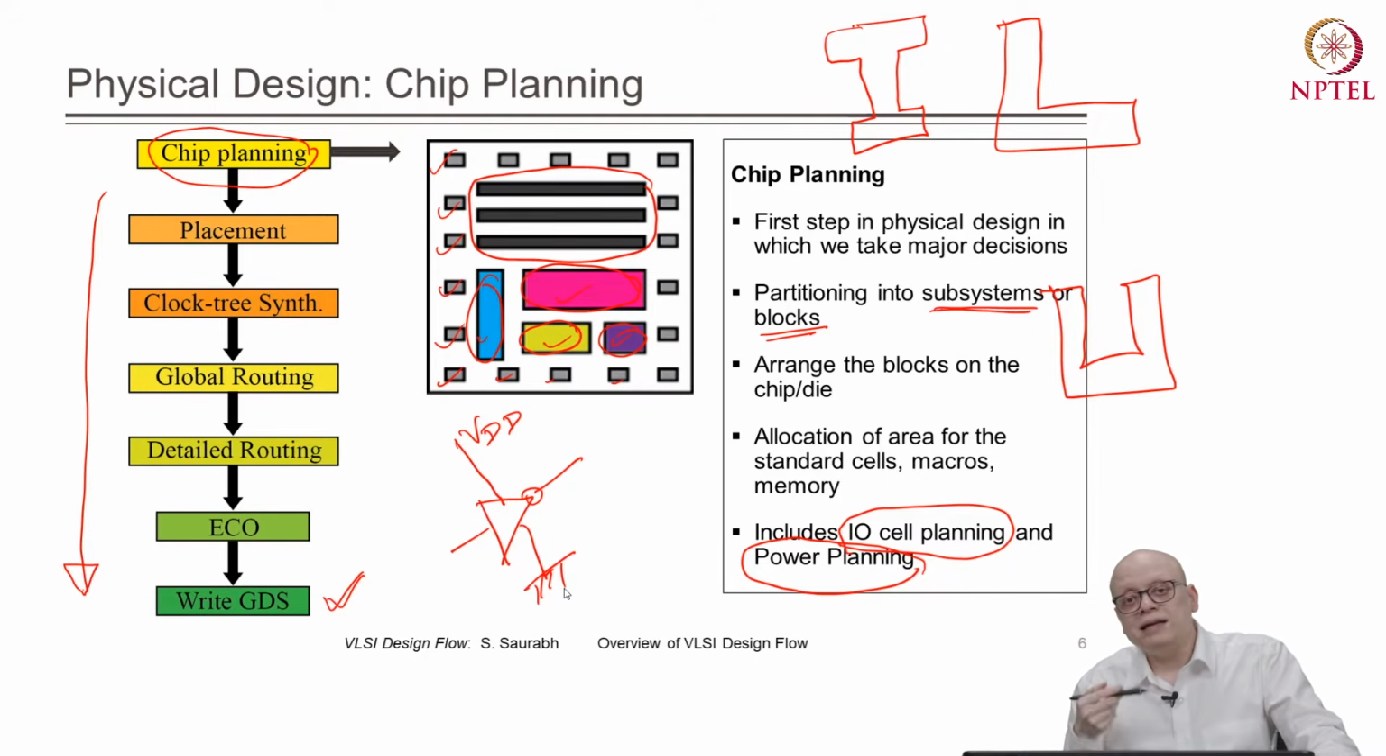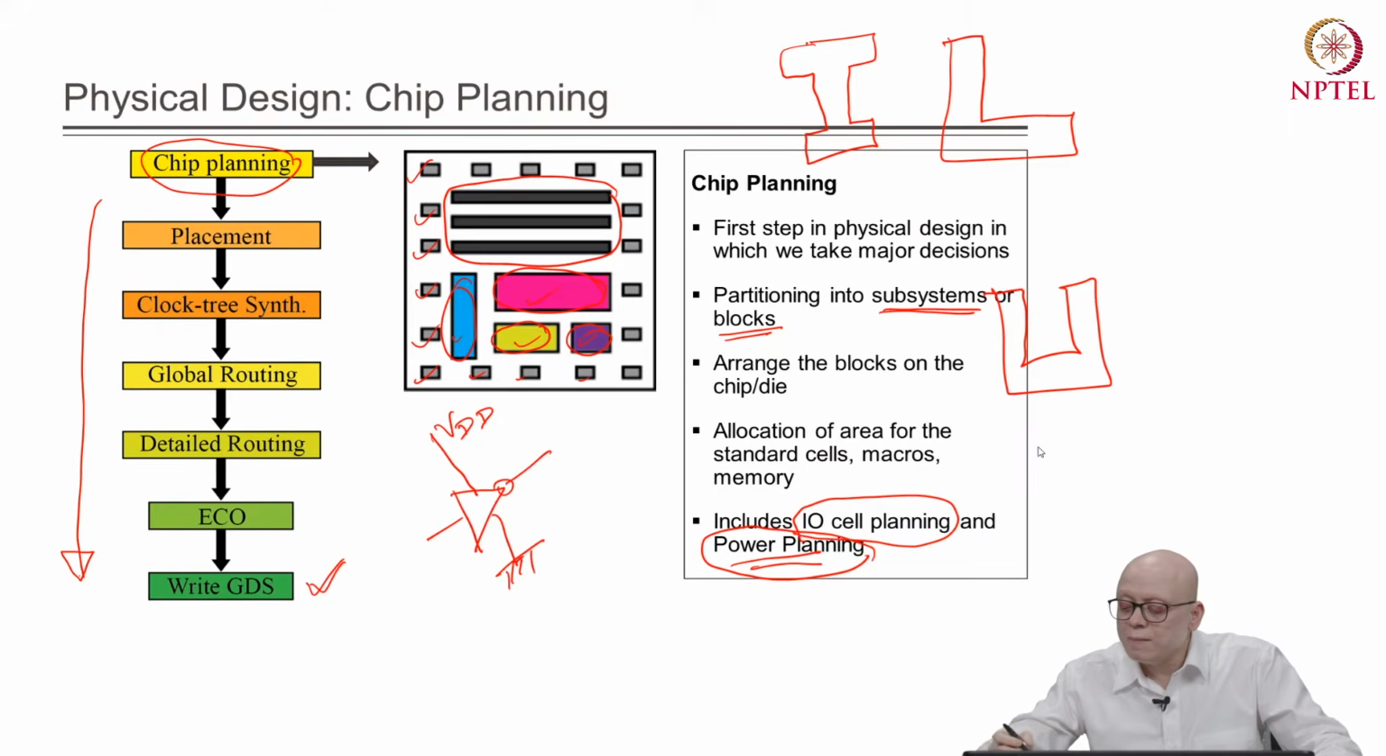So how we are delivering the power to each of the entities in our design on the layout, that is also done in the chip planning stage, and that part is known as power planning. So in this case we make a power delivery network, right. So, PDN, power delivery network.